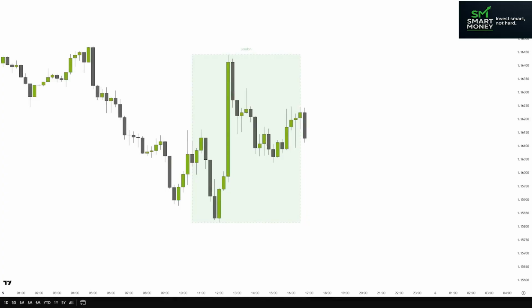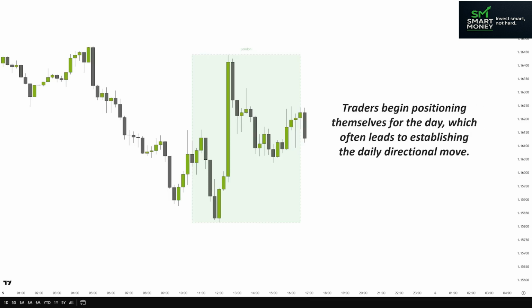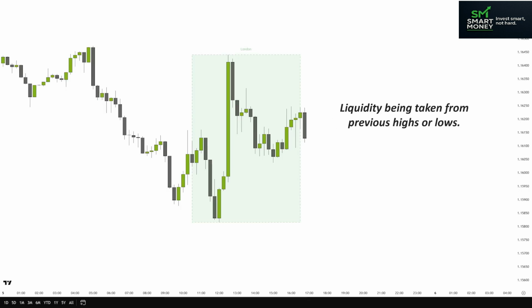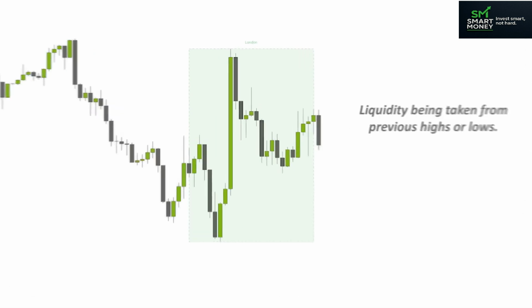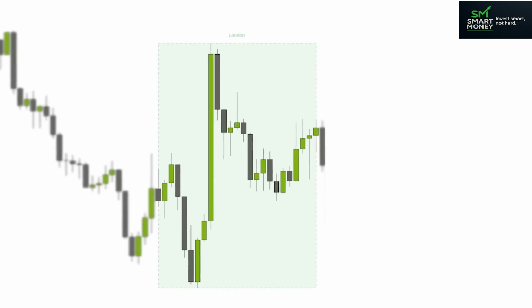But why is this kill zone so important? During this time, several important things happen in the market. First, the London financial markets open, bringing a large amount of momentum into the market. Second, traders begin positioning themselves for the day, which often leads to establishing the daily directional move. And third, liquidity is being taken from previous highs or lows. Because of these factors, the London Killzone often produces strong price movements and clear trading setups.